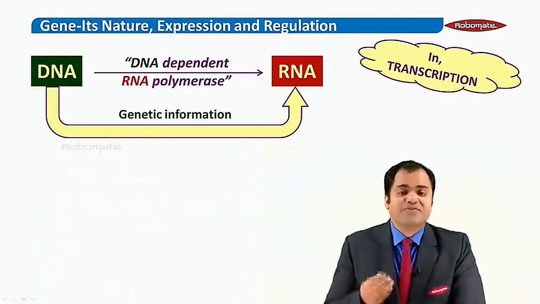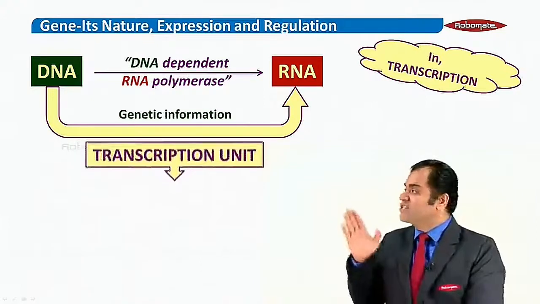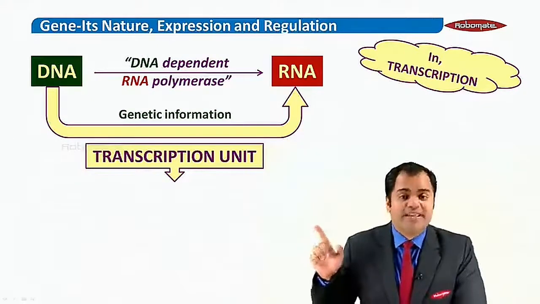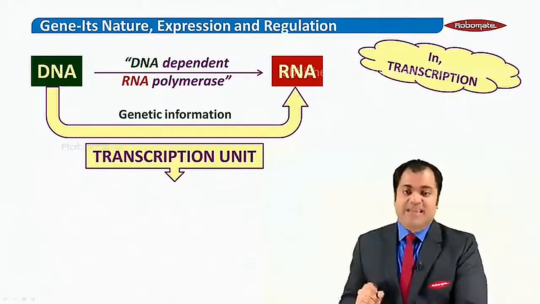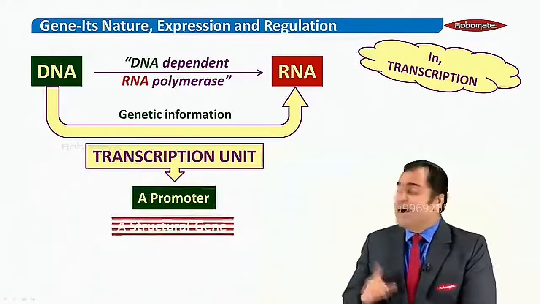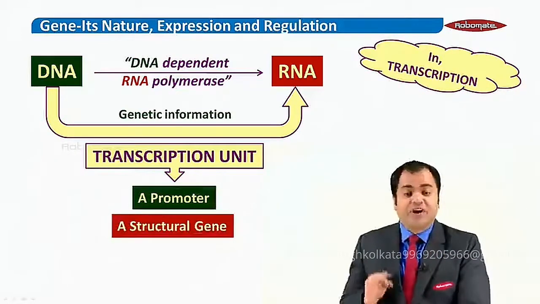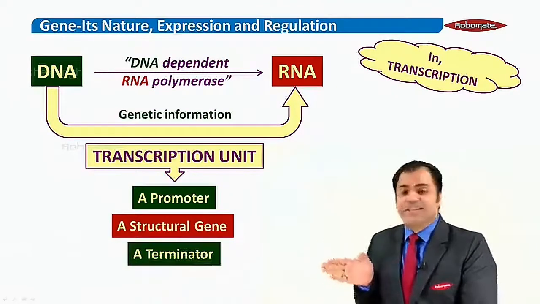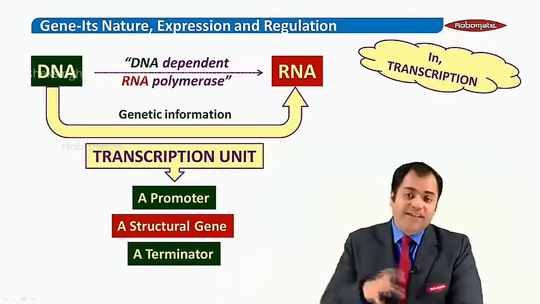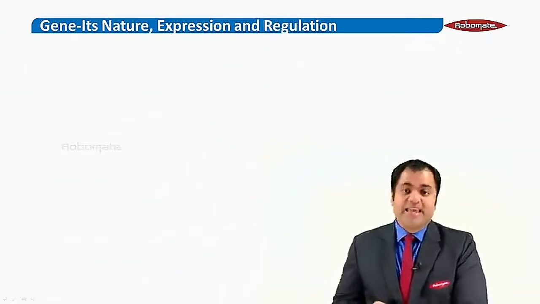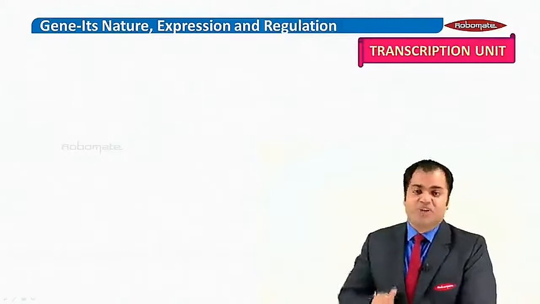That's why the name of the enzyme is DNA-dependent RNA polymerase. Now for the process of transcription, we require a transcription unit. A transcription unit is made up of three components, and they are a promoter, next a structural gene, and third a terminator. Now let us see where these three are located on the DNA which serves as a transcription unit. Let us understand the transcription unit.